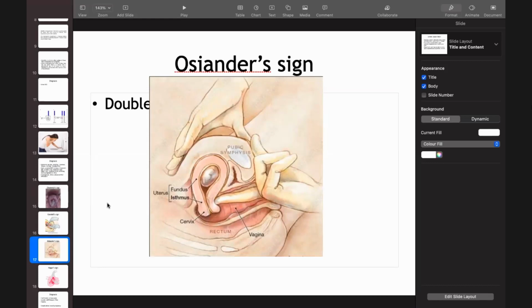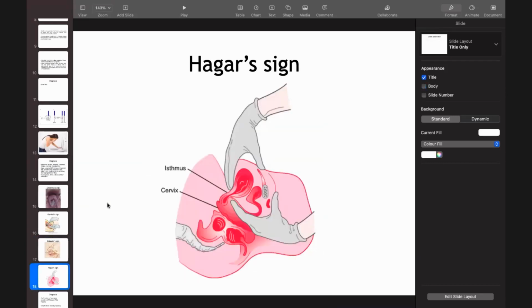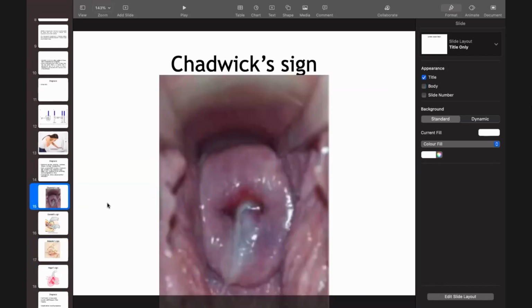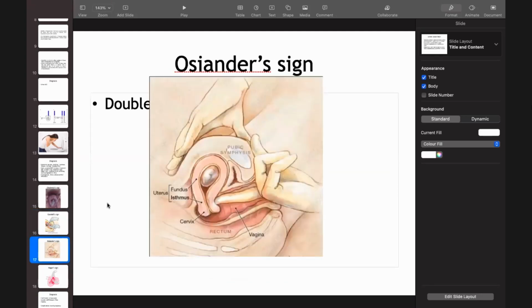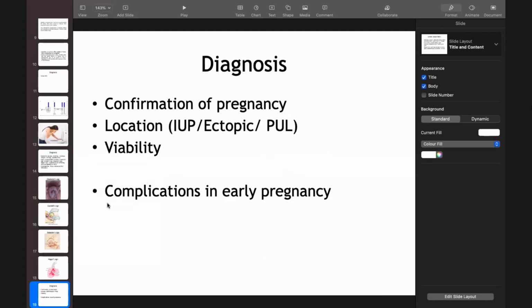Osiander's sign is when they do a bimanual examination and feel the uterine pulsations in the cervical isthmic area. Hegar's sign is again softness of the isthmic region. All these signs, Chadwick's, Goodell's, Osiander's and Hegar's, you should know by name. We don't use them anymore, but they were practiced in those days when scan facilities were not there. But now we confirm by doing a transvaginal scan.